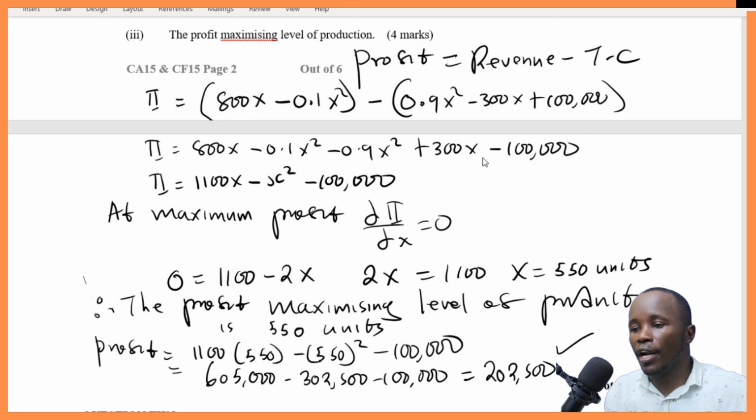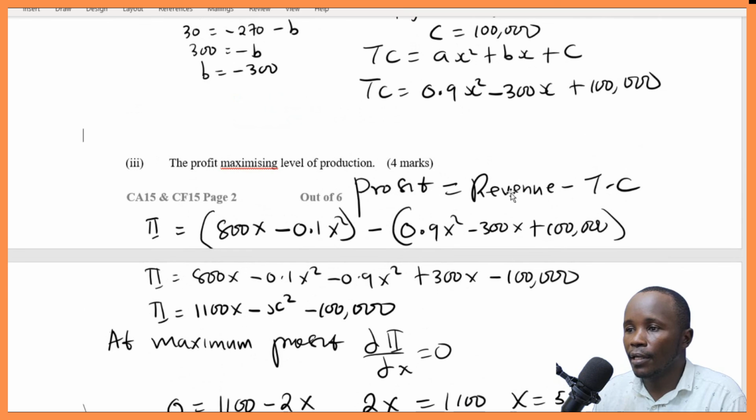But this part of the profit was not asked. You were only asked to give the maximum level of production so that you can get the maximum profit. Otherwise, that's how you're supposed to solve this question number 1.